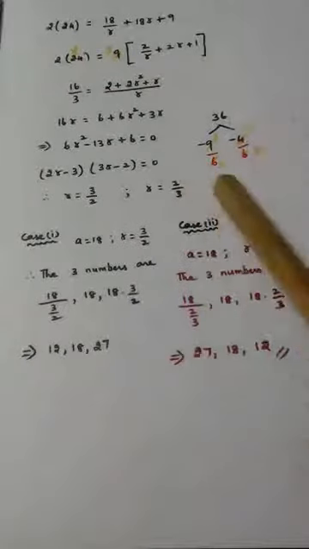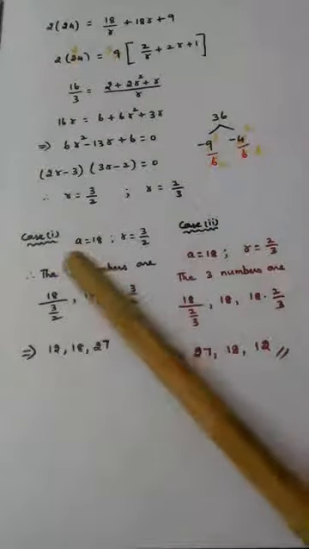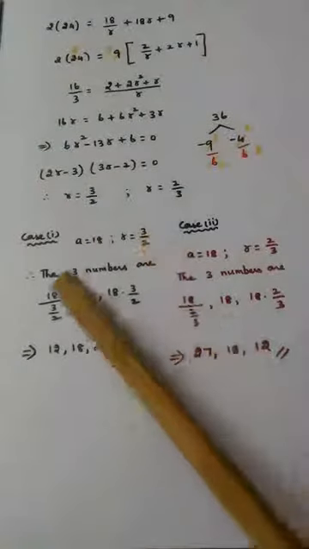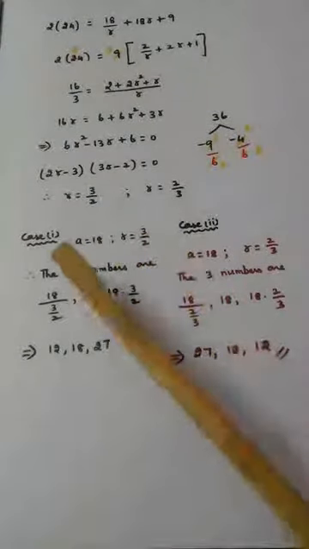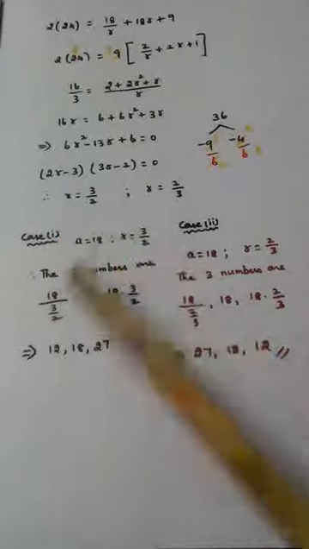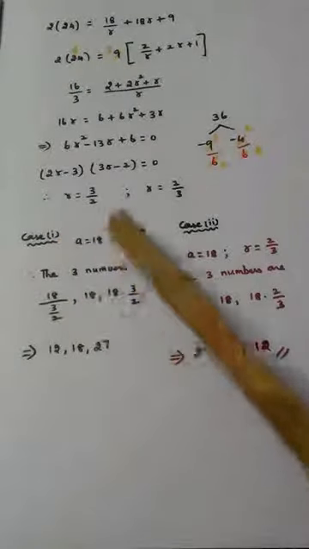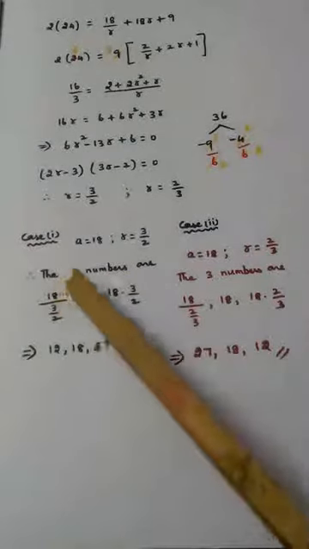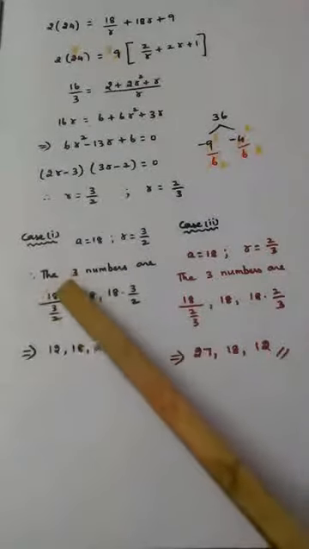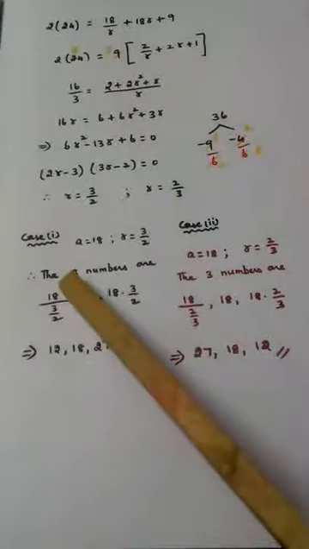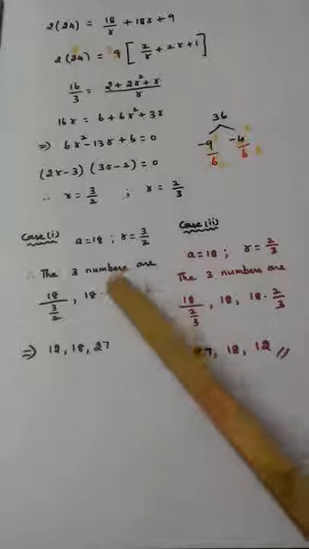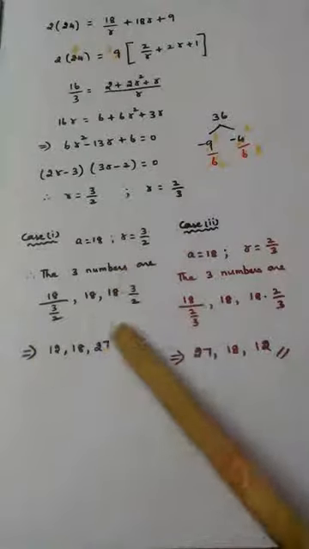Since we are getting two values, case 1, case 2. A value we know already, 18. Now R is equal to 3 by 2. The three numbers are what we have taken, A by R, A, AR. So 18 by 3 by 2. If I cancel 3 and 18, what happens? 6 will come, 2 goes up, 6 into 2 is 12. 18. Cancel 2 and 18, 9. 9 3s are 27. So these are the three numbers.